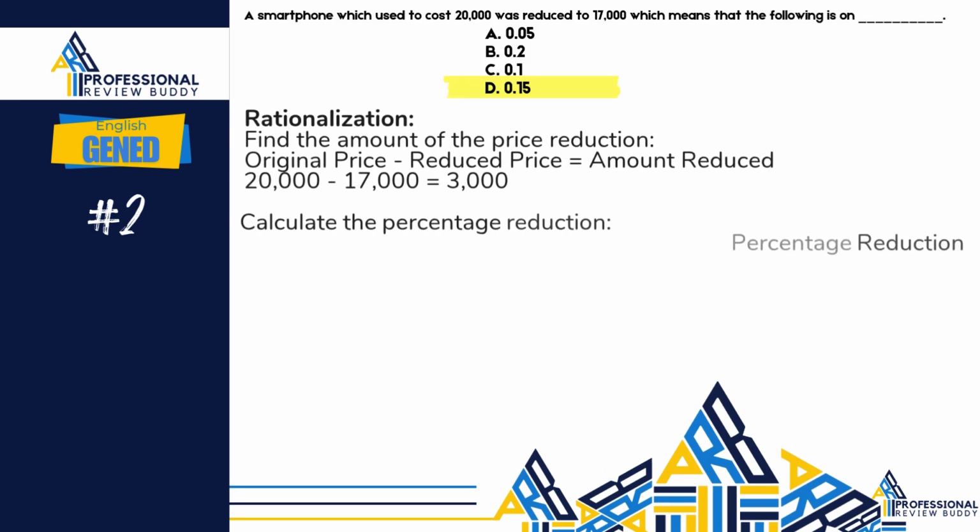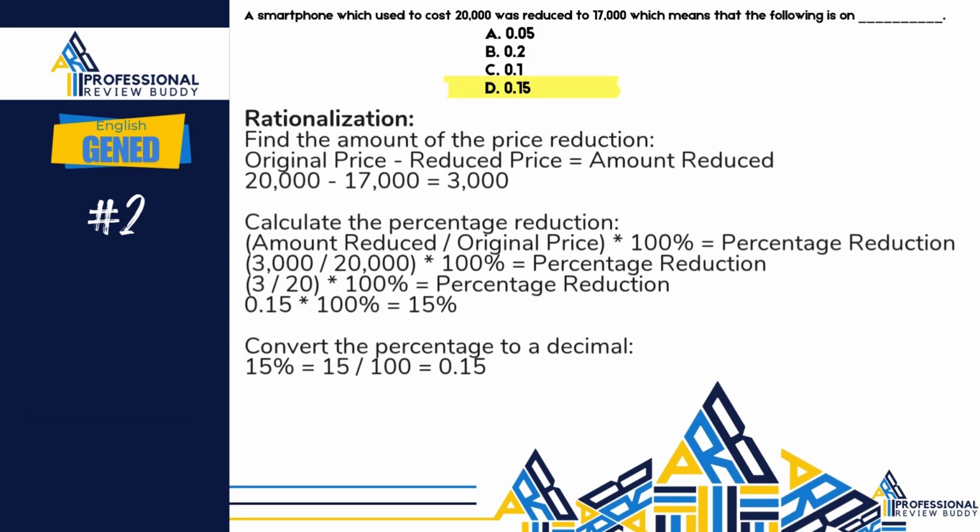Find the amount of the price reduction, where the original price minus reduced price equals amount reduced. Substituting the given amount, 20,000 minus 17,000 equals 3,000. Calculate the percentage reduction. Amount reduced over original price, multiplied by 100%, is equal to percentage reduction. So, 3,000 over 20,000 times 100%. Then, 3 over 20 times 100%. Therefore, percentage reduction is 0.15 times 100% equals 15%.